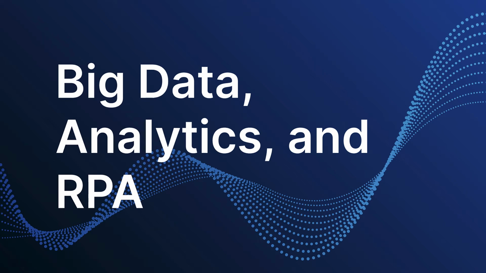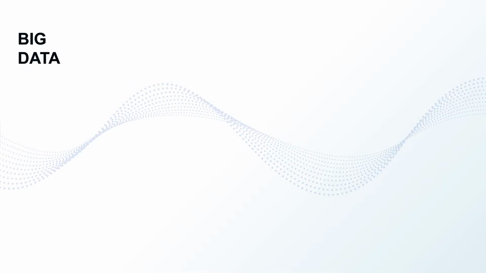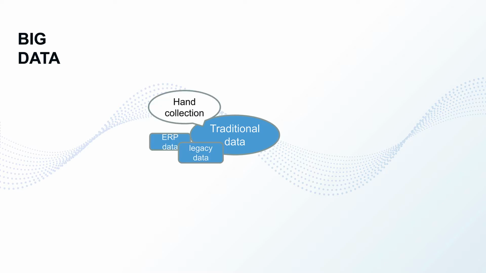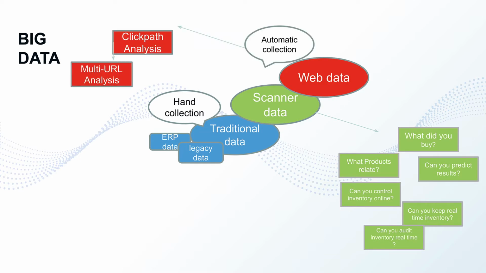In this lecture, we are going to talk about big data, analytics, and RPA. In the past, we relied on traditional data that comes from ERP systems or paper-formed documents. But nowadays, we have data coming from scanners, which can tell what you buy and can predict your behaviors. And we also have data collected from websites, such as your click path, the websites that you visited. And with the GPS, we also have data about mobility.